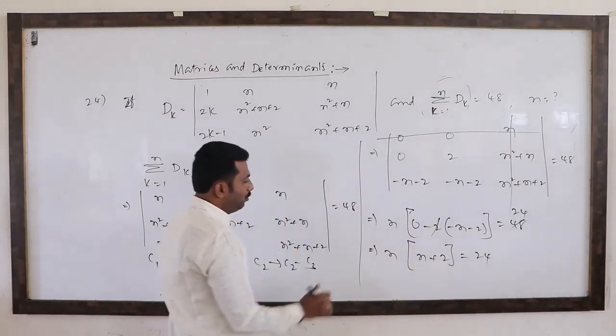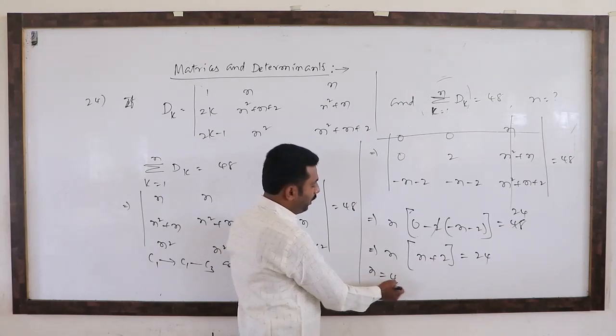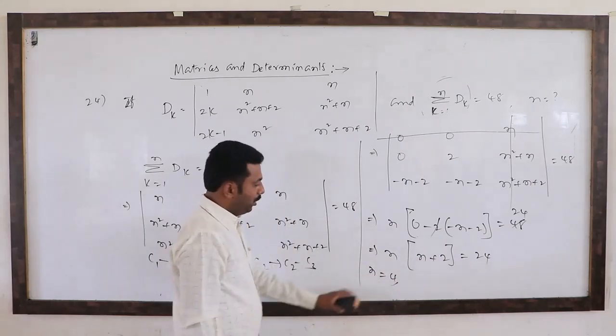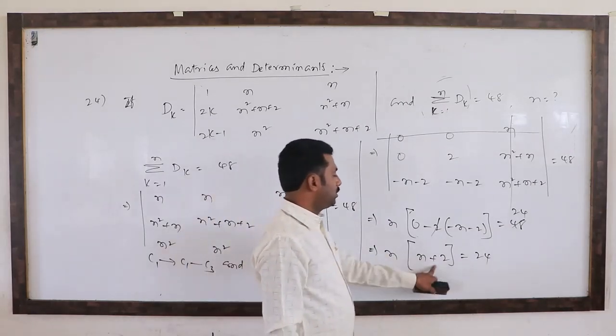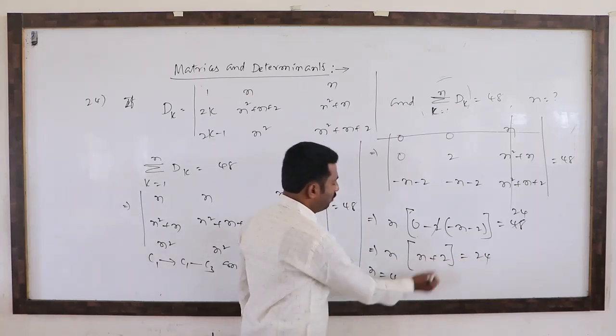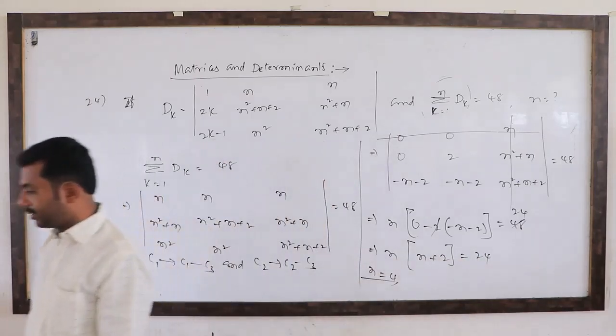So the n value, suppose 4 if I take, n value 4. So n value 4 means 4 into 6, 24. So n equals 4. So that is the answer.